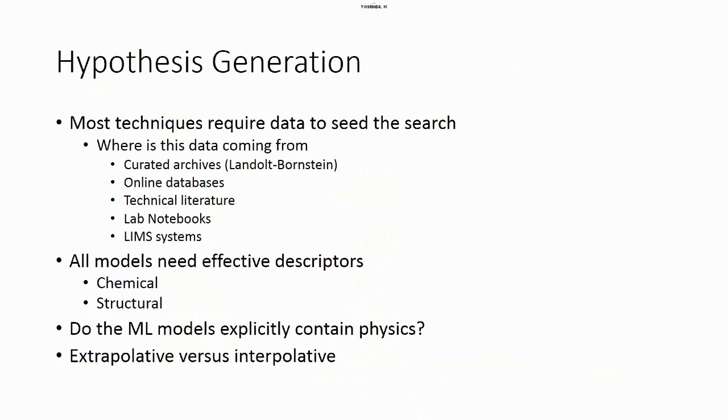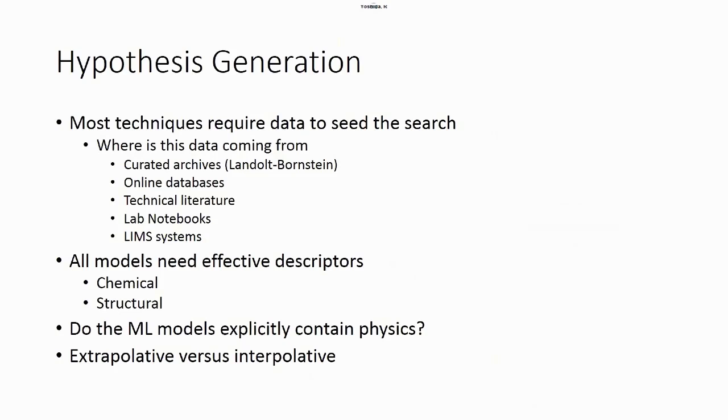So let's talk about hypothesis generation. Most techniques that you use in AI require some initial data to seed model generation. It's important to identify where this data is coming from, because it will tell us a lot about the biases contained therein. We have to keep in mind that we're not just churning compositions and properties through a mystery machine. All models need effective descriptors. They can be chemical, they can be structural, they can be both. But we need descriptors to give the machine something that it can read and build a model off of.